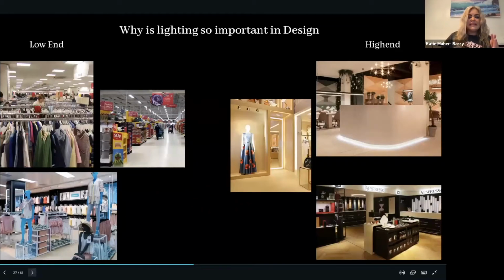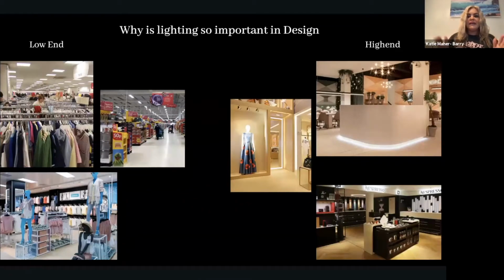So then you can see an example here of low end and high end. So low end, I have an example, I think, of Primark in the UK. I have TK Maxx, and I have a Tesco. If you look at the lights on the ceiling, they're simply functional. They're not setting an atmosphere. They're not really telling any story. They kind of want you in, and they want you to shop, and they want you to go out.